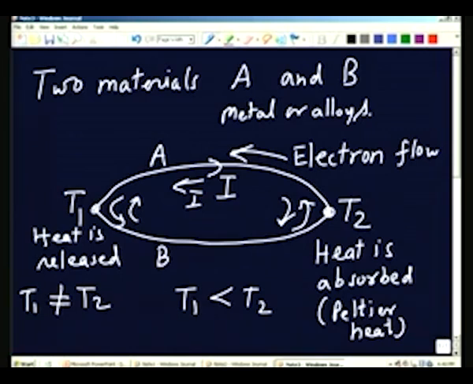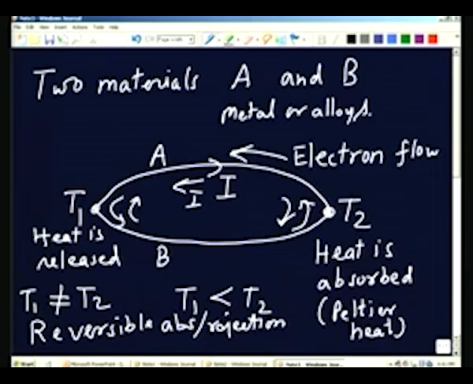That means wherever heat was absorbed in the first case, it will be released there, and in the other case it will be rejected. So, the Peltier heat which is absorbed at the junction as the current is maintained, the direction of the current determines whether the absorption or release of heat is going to take place. That is why we call it a reversible process. Reversible absorption or rejection of heat. This is the Peltier effect.